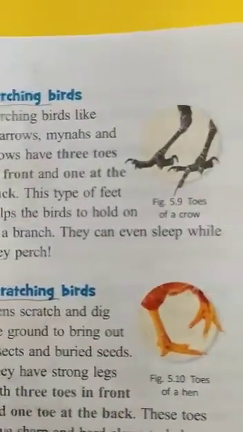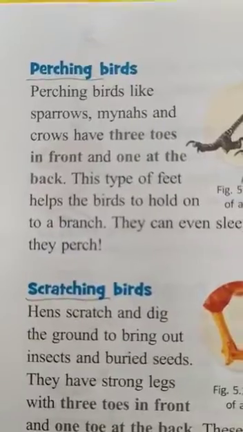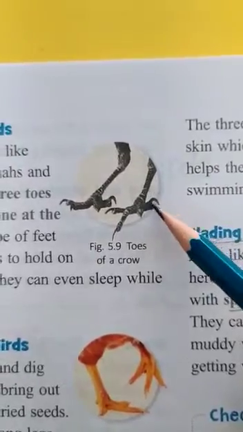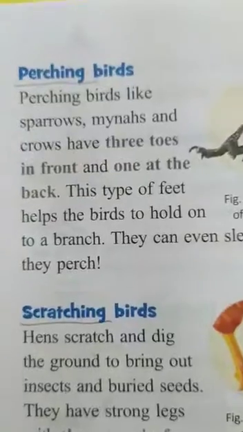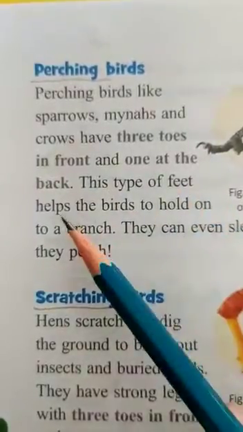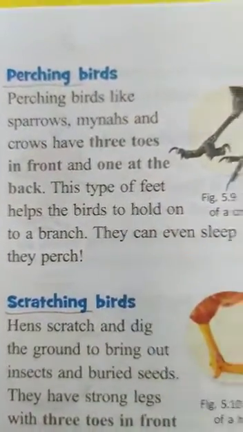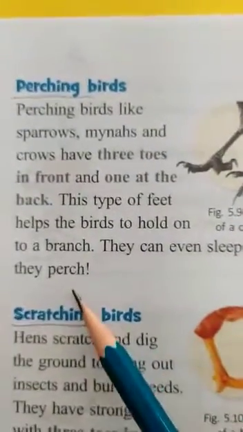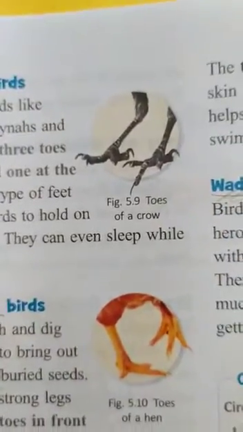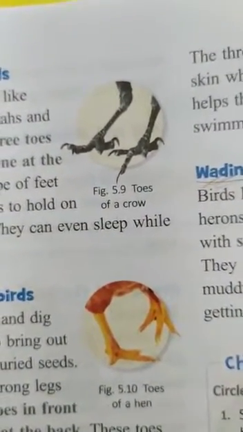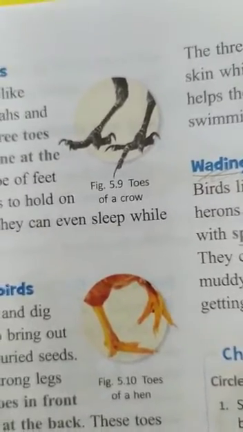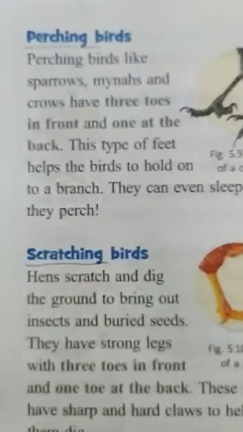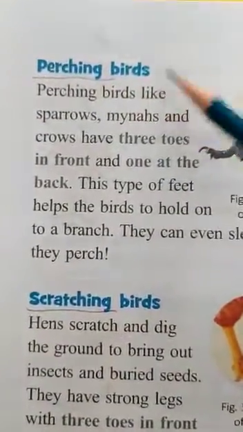See, perching, those who are standing on the branches, yes, and they have 3 toes at the front, 1 toe at the back. This type of feet helps the birds to hold on to a branch. So they can even sleep while they perch. When they are standing, they can even sleep also. Can you imagine? They are perching, holding that branch, and they can sleep also. Sometimes we don't know, right? Yes, so perching is also important for the birds.